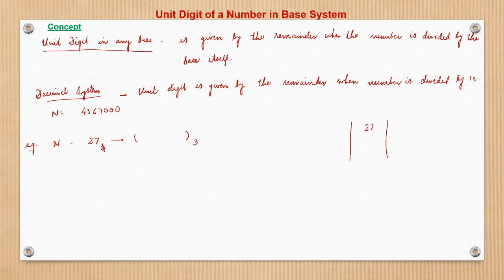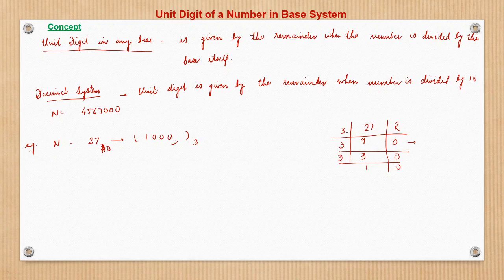We divide 27 by the desired base. 3 nines are 27, remainder is 0. 3 threes are 9, remainder is 0. 3 again divides 1 times, remainder is 0. So now see, this is the conversion from base 10 to base 3. But we are concerned with the unit digit, the rightmost digit, and that is obtained by the first remainder. This is the first remainder, the remainder when the base divides the number first.